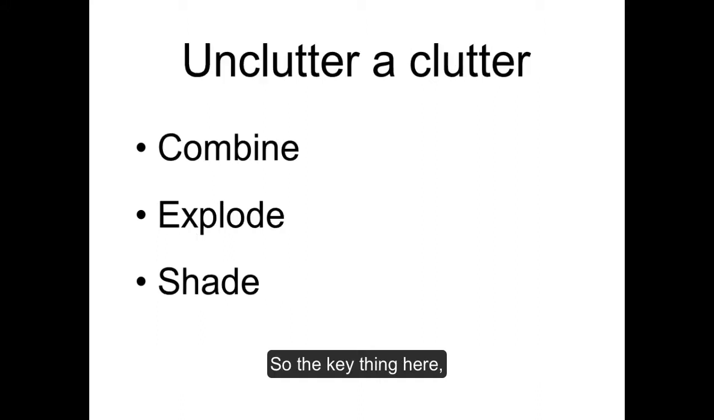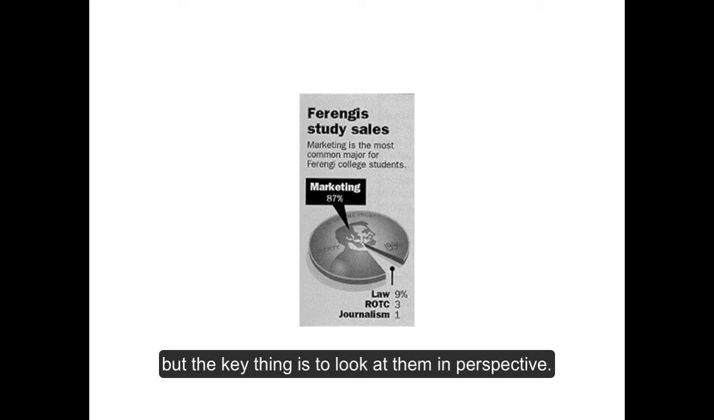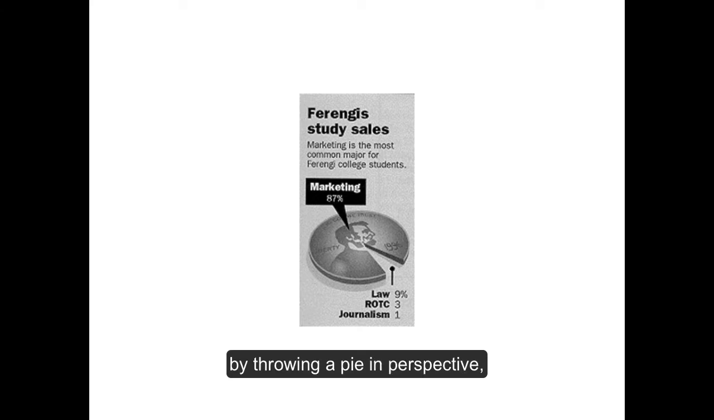So the key thing here, then, we can combine, explode, and we can also shade them. But the key thing is to look at them in perspective. So sometimes people will throw these into perspective, and that can really reduce the accuracy. This is one of those ways that charts can lie. You can make it lie very easily by throwing a pie in perspective, because the percentages will look off depending if it's towards the front or if it's towards the back.